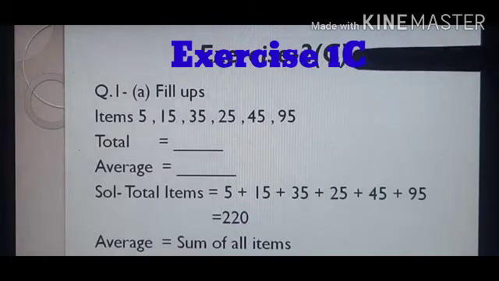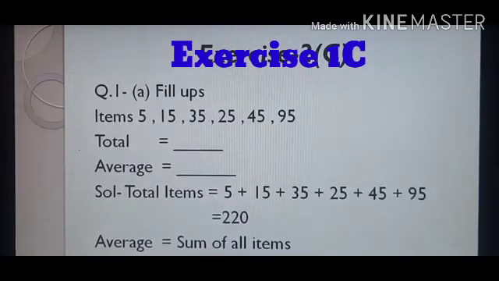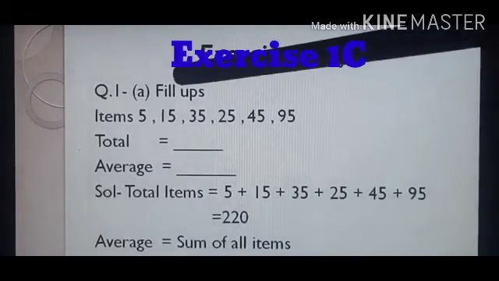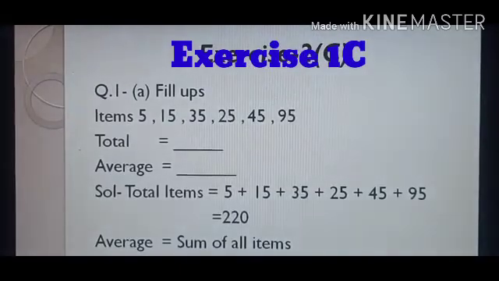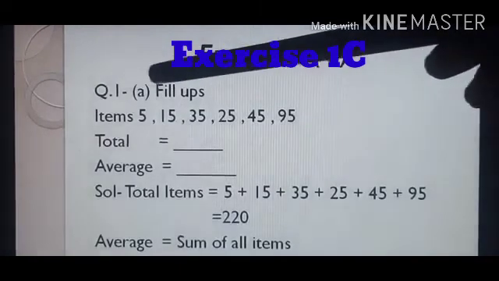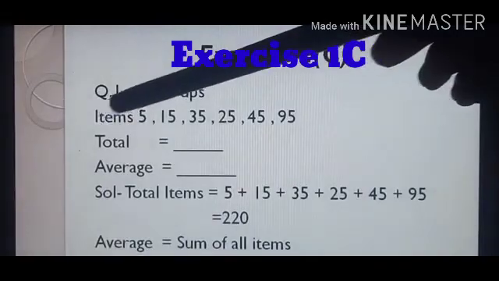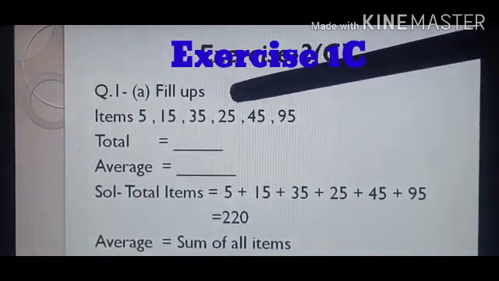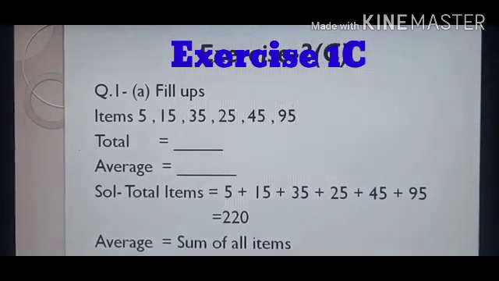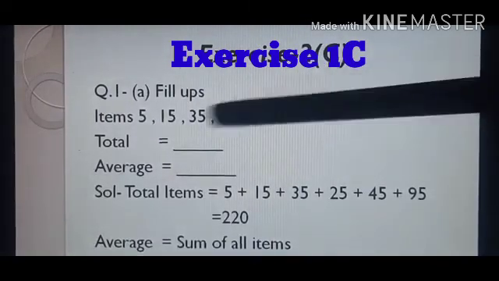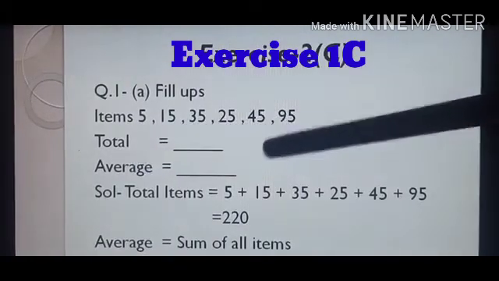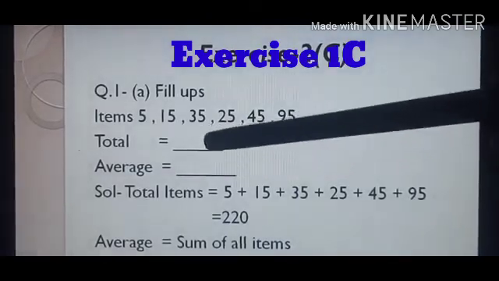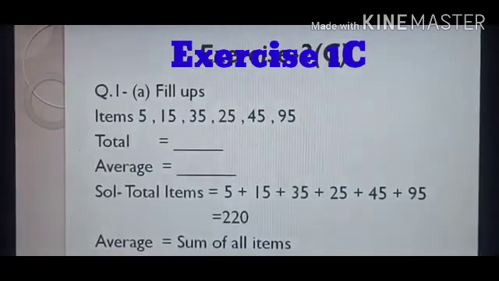Now we will start our exercise 2C. This exercise is based on the topic average. Okay. First question, A part. Filling the blanks are given. Question number 1, A part fill-ups. Items are given to us: 5, 15, 35, 25, 45 and 95. Total is equal to dash, average is equal to dash. Means we have to find out these two fill-ups for our first question, A part.